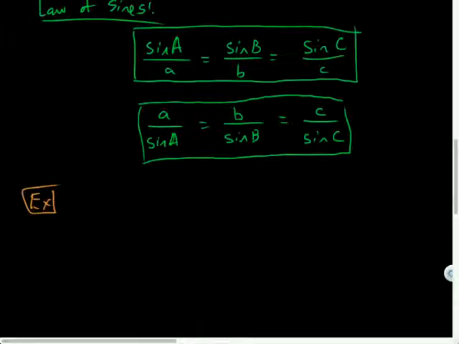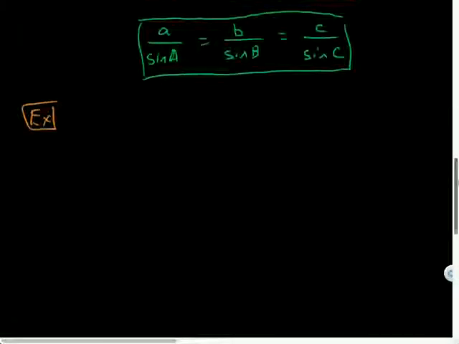I'm going to do a couple examples today. Let's consider an obtuse triangle. And let's say I've got a 104-degree angle and a 32-degree angle. And let's say opposite the 104-degree angle is a side length of 10.